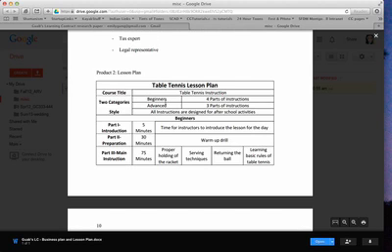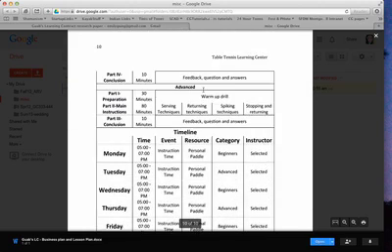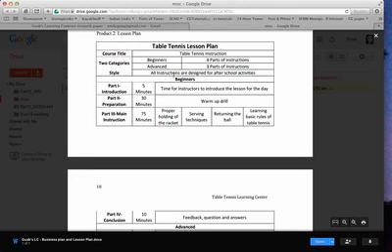Table tennis lesson plan. Table tennis instruction. Okay, so this doesn't look like a lesson plan. This looks like a schedule or, what do they call it, like a leveler. I don't think this is a lesson plan. I think this is more like the overall structure of how you're going to divide up the people for parts of instruction.